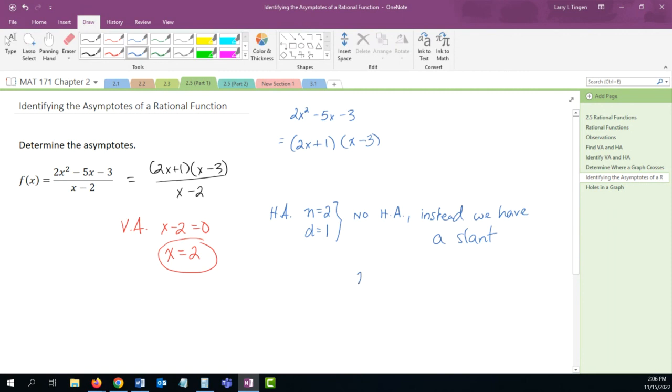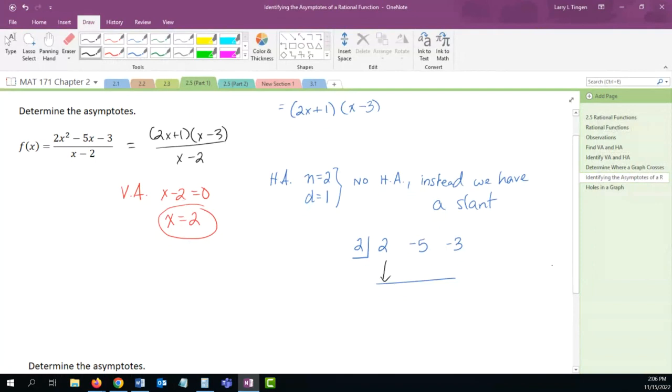So let's use our knowledge of synthetic division to help. X minus 2 is what I'm dividing by. I'm dividing into 2x squared minus 5x minus 3. If you're wondering, does it matter if the remainder here is 0 or not, it does not matter. All we want are all the coefficients to make up the linear equation that we're going to end up with.